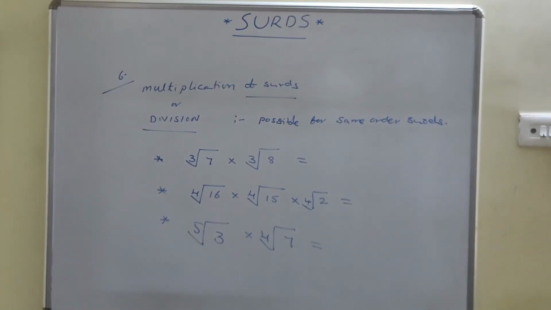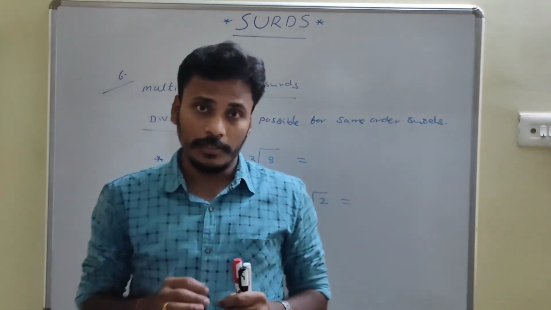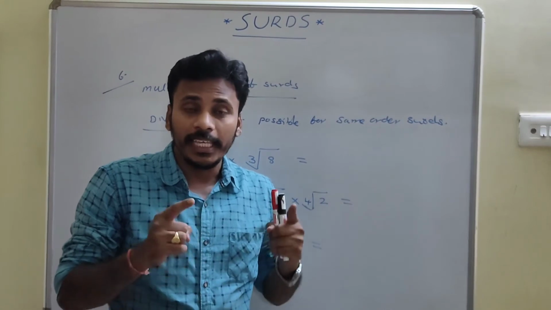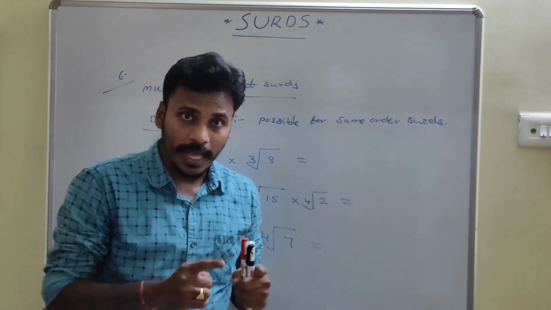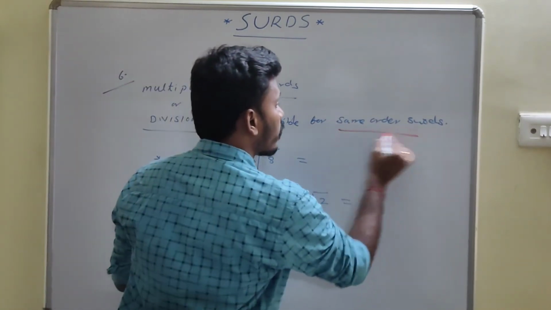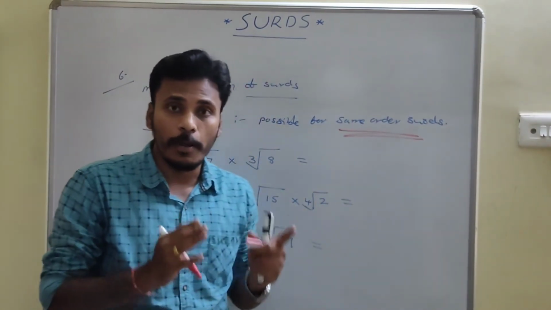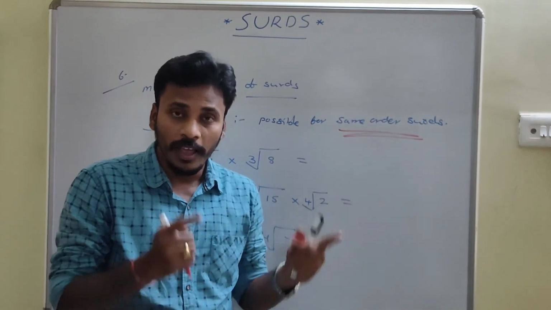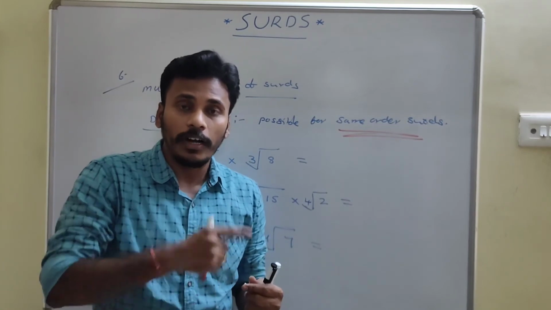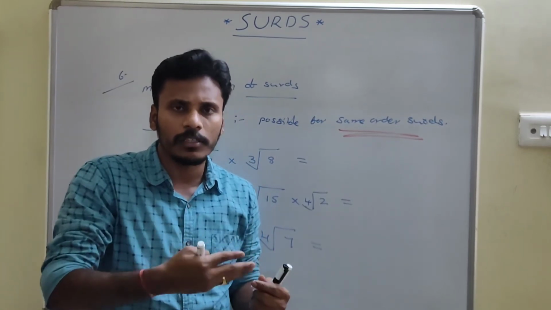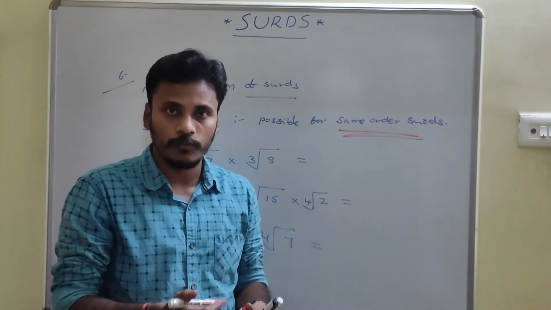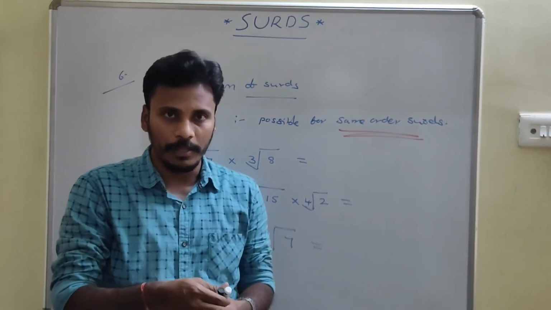The next thing is about the multiplication and the division of surds. Addition and subtraction of surds is possible only if the surds are similar, whereas multiplication and division is possible only if the surds are of the same order. If the surds are of the same order, then multiplication is possible. If they are of different orders, then we try to convert the given surds into surds of the same order, and then we go for multiplication as well as division. I will mention a few examples related to this.